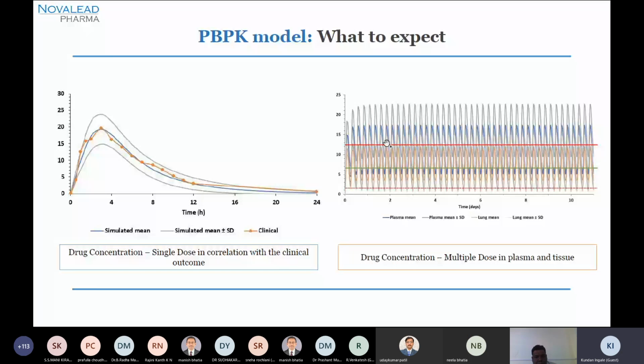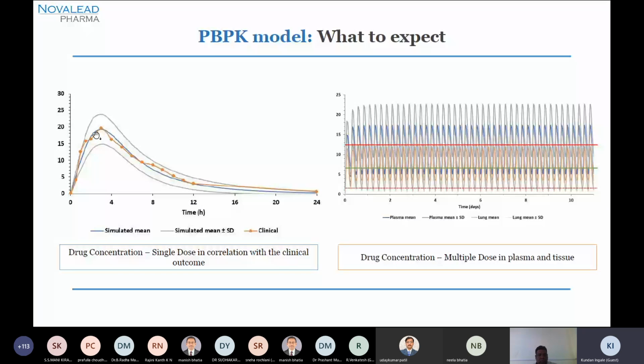So in the first image, you can see a typical time concentration profile, where on the y-axis is the concentration and on the x-axis is the time. What is the drug concentration? So here the blue line in the middle is the predicted concentration, that is the simulated concentration. These gray lines, one at the top and one at the bottom, are the mean plus and minus the standard deviation. And the orange line over here is the clinical experimental data. So you can see there is a fair amount of parity between the predicted model and the clinical model.